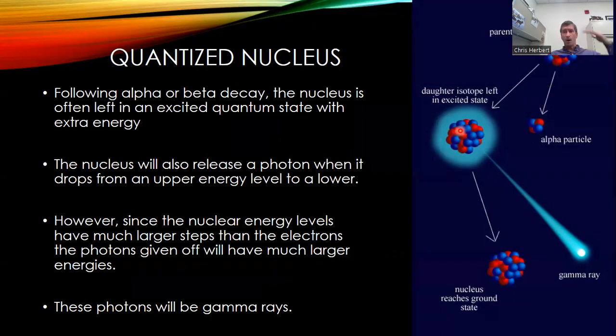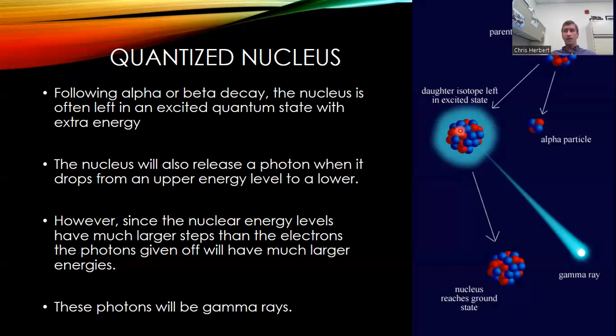And just like we talked about with the Balmer lines, where it would drop from a higher state to the second state to produce a visible line, or the Lyman lines, where electrons would drop from some upper state to the bottom ground state to produce ultraviolet emissions, okay? The nucleus is going to do something very similar. But when nuclear energy levels transition from a higher state to a lower state, they're not giving off infrared light, visible light, ultraviolet, or even X-rays. They're giving off gamma rays, okay?